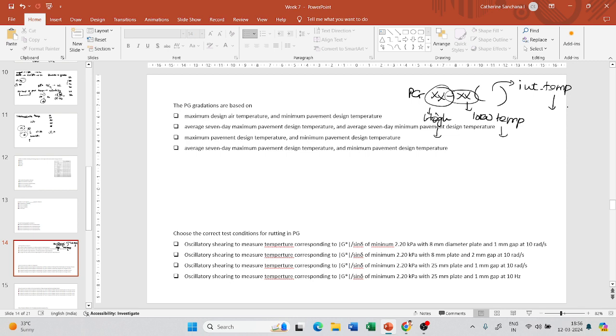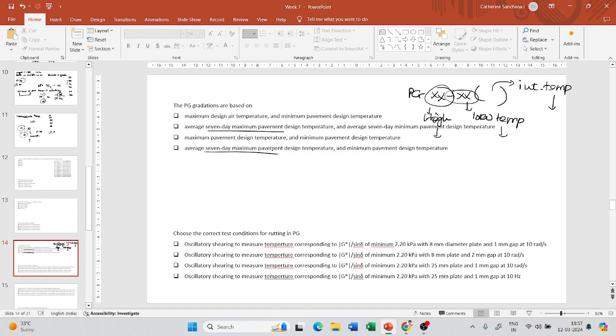But it is not exactly the exact value of high temperature. You will take a 7-day maximum pavement design temperature. The average of the 7 days is your high temperature. Intermediate low temperature is the 1-day minimum low temperature. So for high temperature you will be averaging it out for 7 days, and for low temperature you will be taking one exact value at which the pavement temperature is the lowest. That can be easily found out, right, by measuring, or by knowing the air temperature or the pavement temperature.